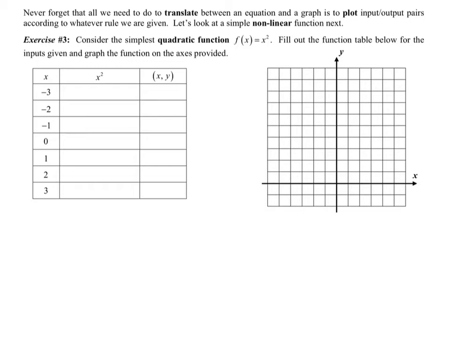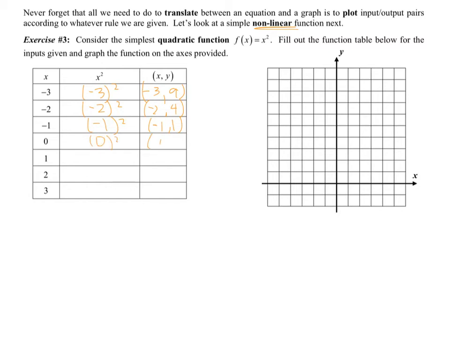So let's look at a nonlinear function. Remember that nonlinear means it will not be a straight line. So we have a quadratic function where for every x we're going to square. So negative 3 squared is positive 9. So negative 3, positive 9. Negative 2 squared is positive 4. So negative 2, positive 4. Negative 1 squared is positive 1. So negative 1, 1.